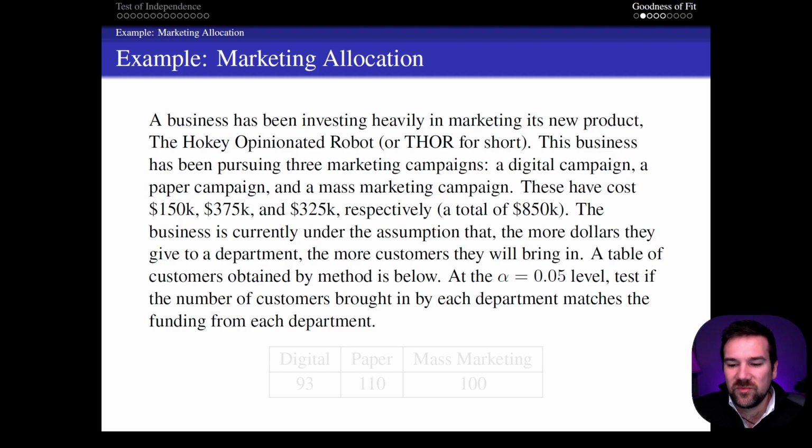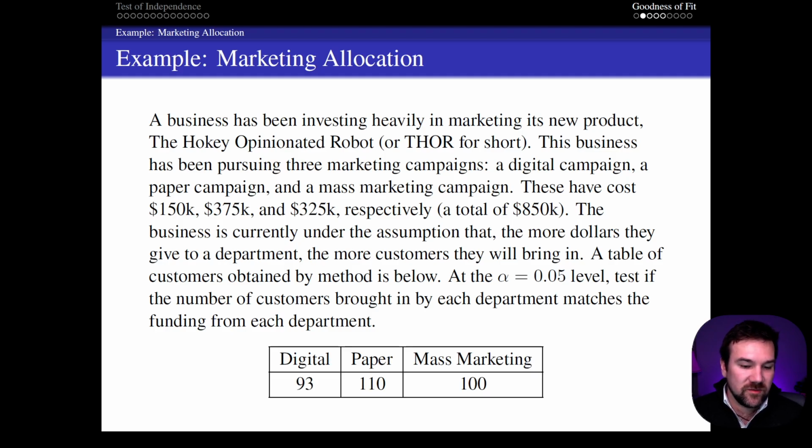At the alpha equals 0.05 level, test if the number of customers matches the funding from each department proportionally. So here we have the number of customers brought in from digital, paper, and mass marketing, and we're trying to compare that to the costs. So note how this problem is different.